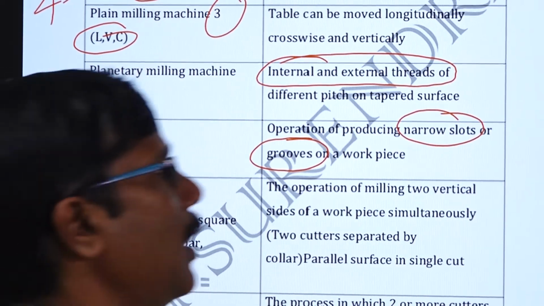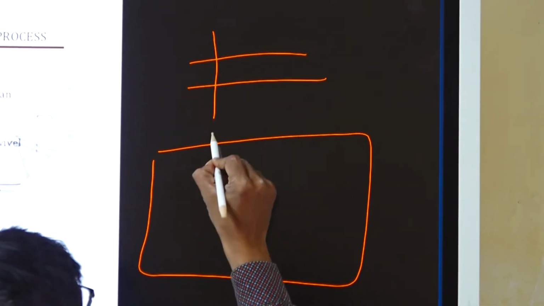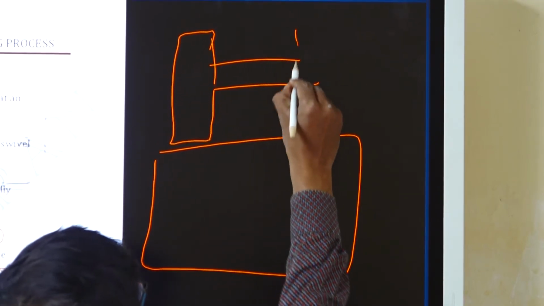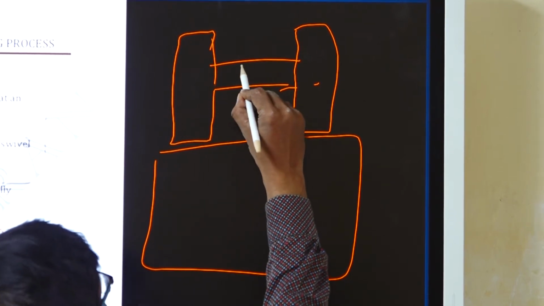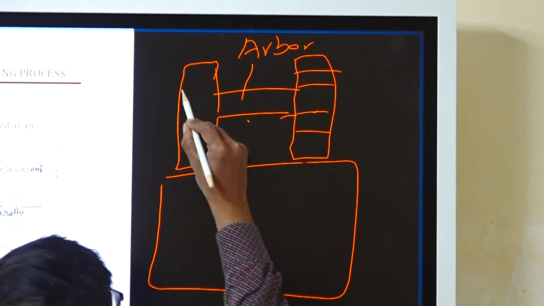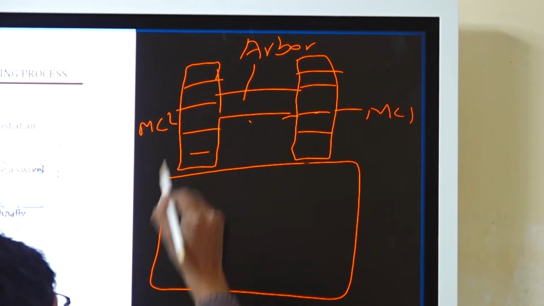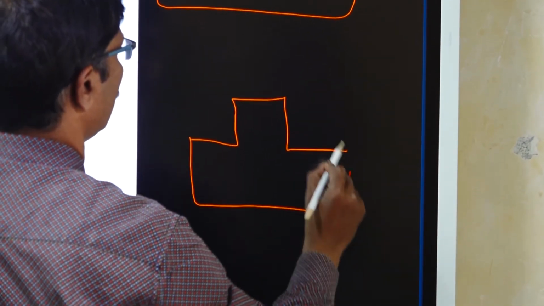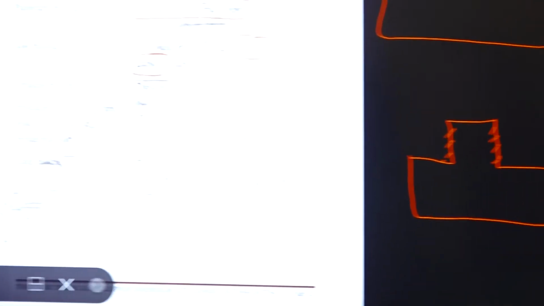Straddle milling. What do you mean by straddle milling? So we have a workpiece here. The milling cutter is held by an arbor. So we have 2 milling cutters held by this arbor, the milling cutter holding tool. This is milling cutter 1 and milling cutter 2. These 2 cutters produce the surface like this. So it has produced 2 vertical surfaces here. That process is called straddle milling.